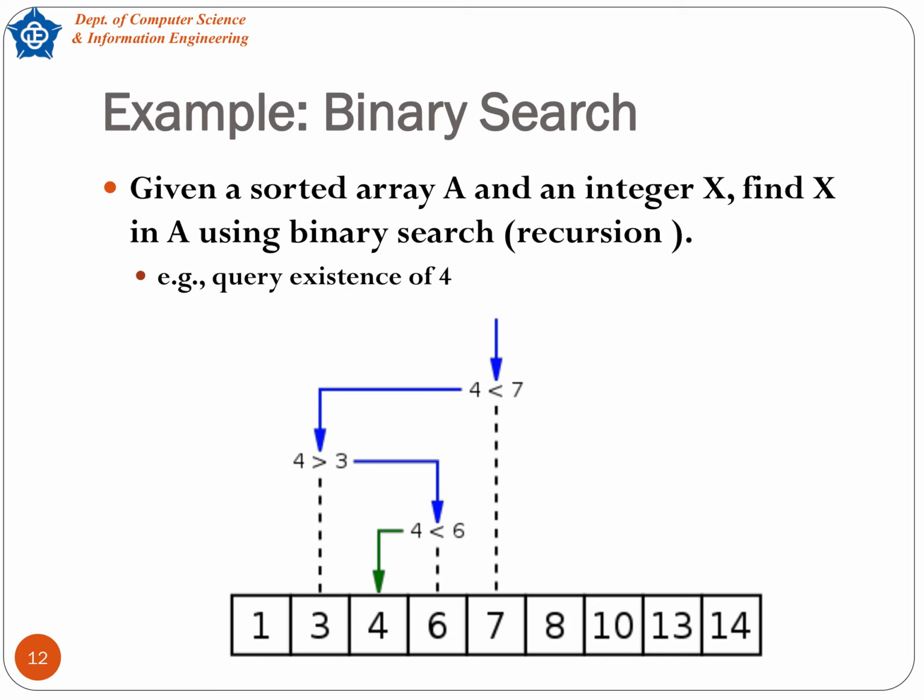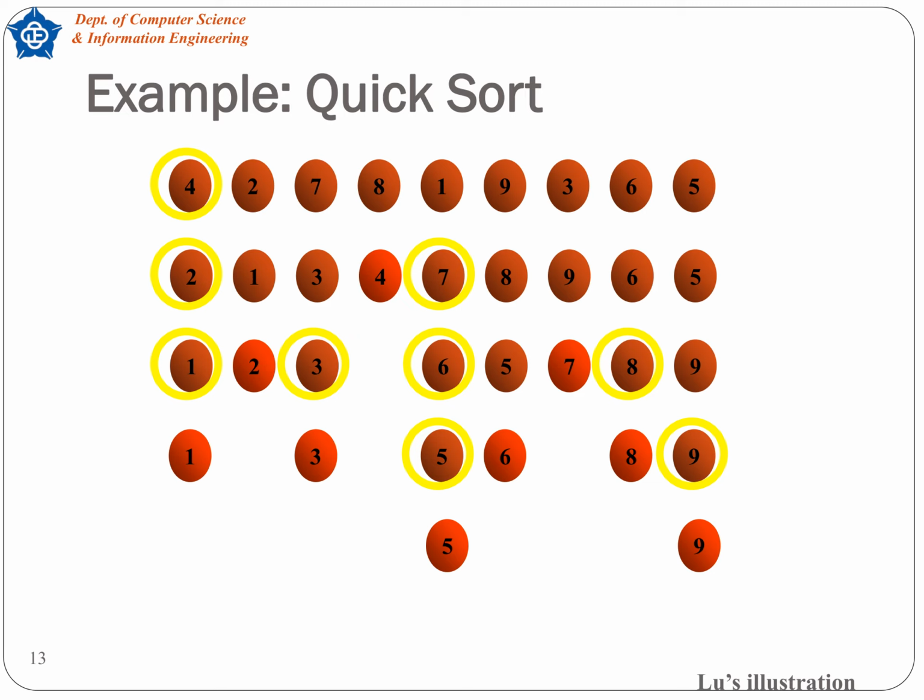This process shows how binary search cuts the search space in half at each step, giving us a fast, efficient lookup. Now that we've seen how binary search zooms in on a target, let's switch gears and look at quicksort in action, thanks to Lou's clear illustration.